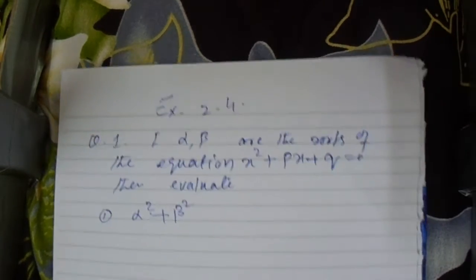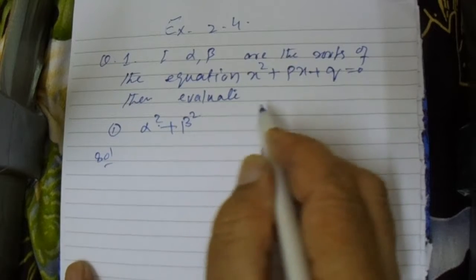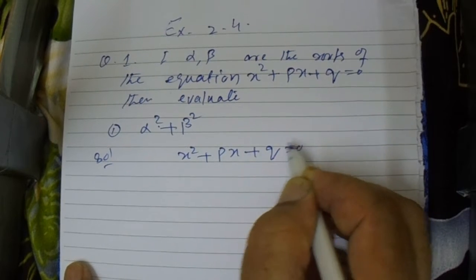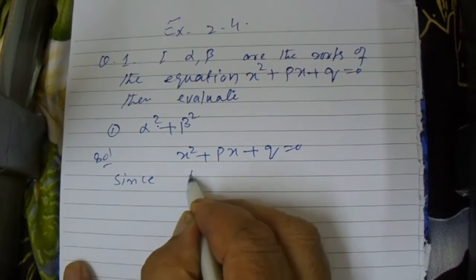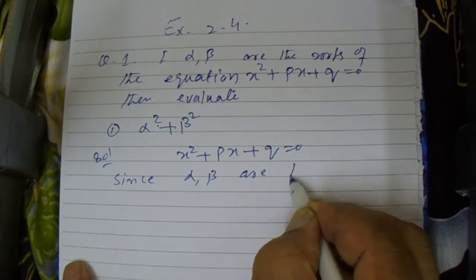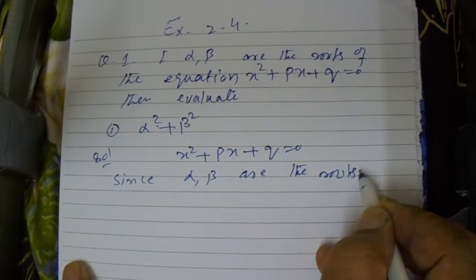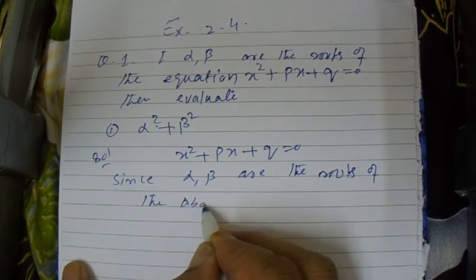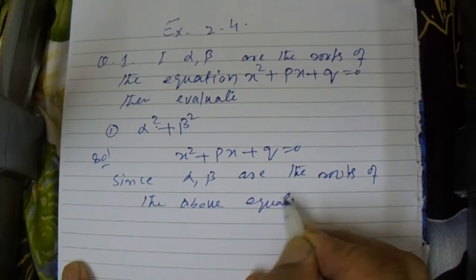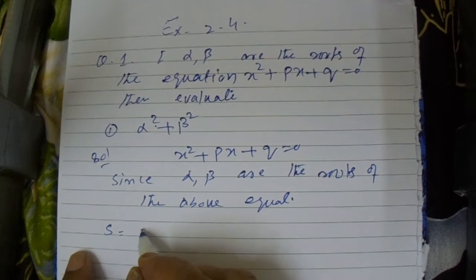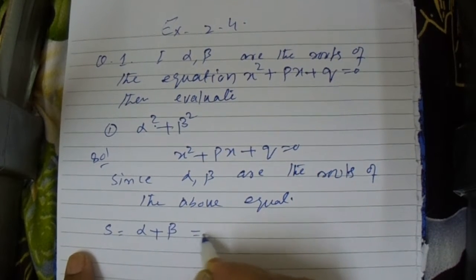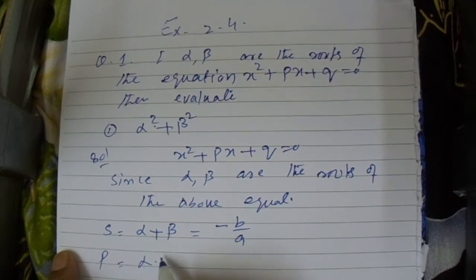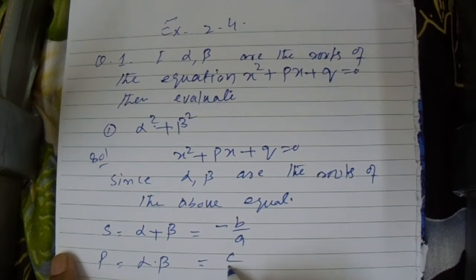Now this is our first equation. We write again the solution. We write x square plus px plus q is equal to 0. Since alpha, beta are the roots of the above equation, now we find the sum, alpha plus beta, is equal to minus b over a, and the product alpha into beta is equal to c over a.